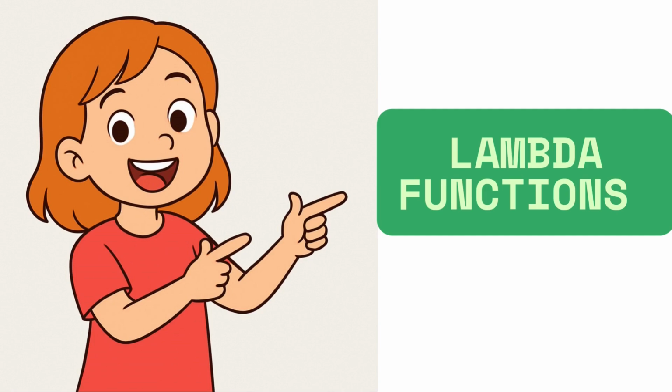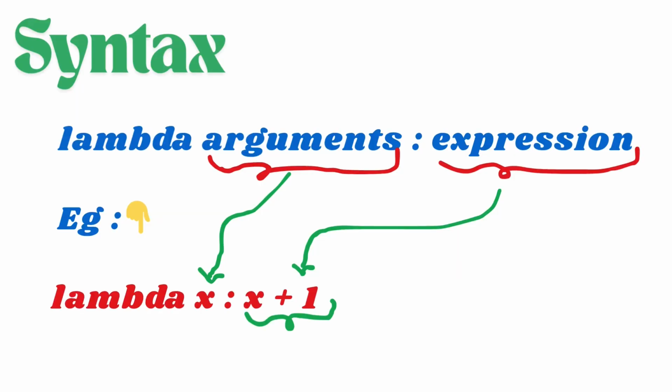A lambda function in Python is a small anonymous function, meaning it doesn't need a name, and it is typically written in one line. This is how the Python lambda function syntax looks: lambda arguments colon expression. It can take any number of arguments but only one expression. This is the main tip for you to remember. And no return statement is needed because the result is automatically returned. Let's see this using a program.